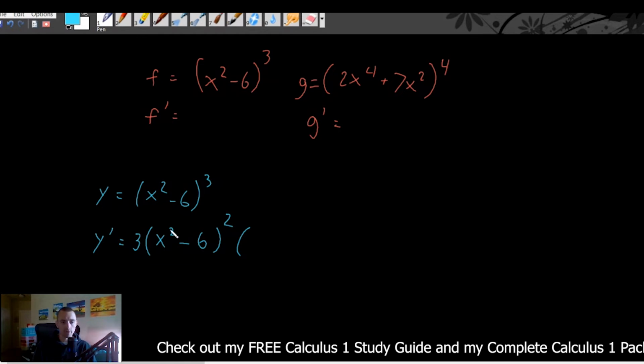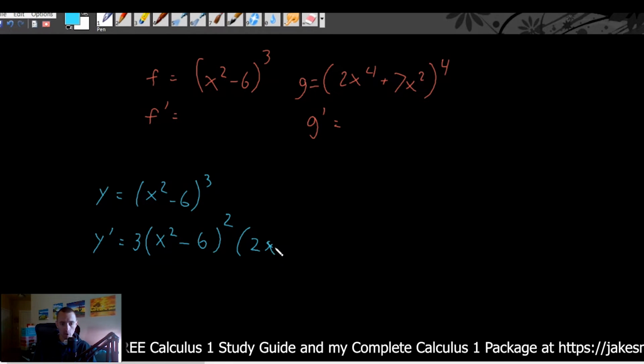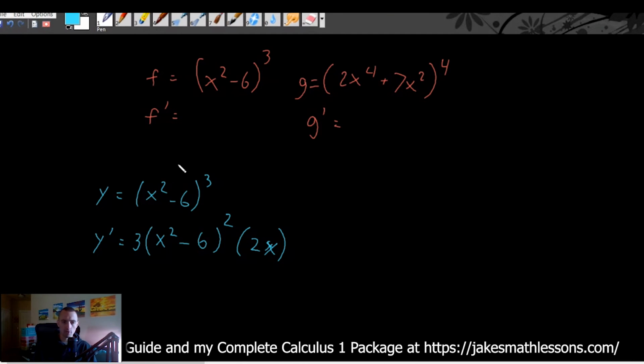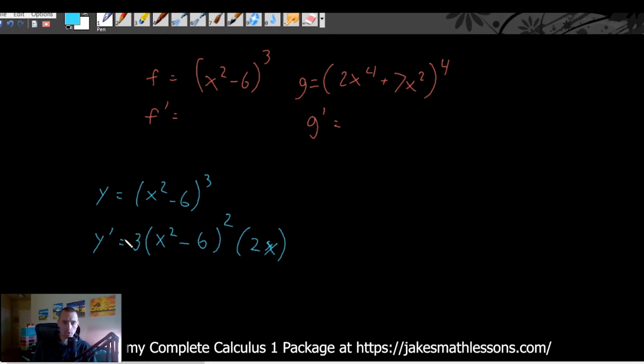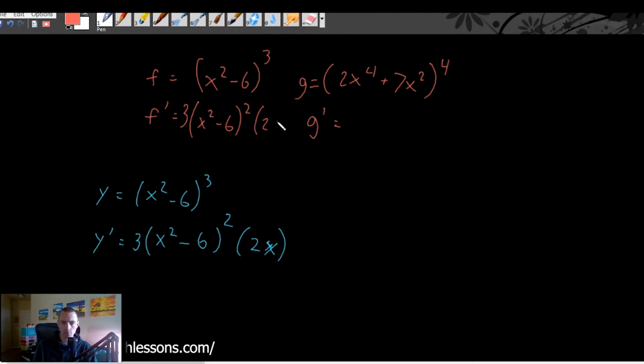Well, the derivative of x squared minus 6 is just going to be 2x, and that would just be by the power rule as well. So this is going to be the derivative of this, so we can go ahead and put this whole thing right up here for f prime: 3 times (x squared minus 6) all squared times 2x. Okay, so now that's going to be our f prime.